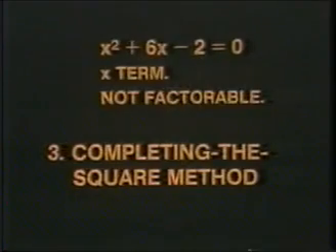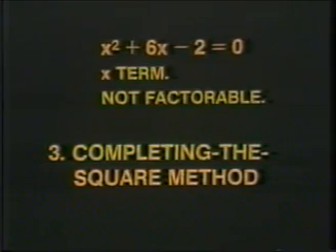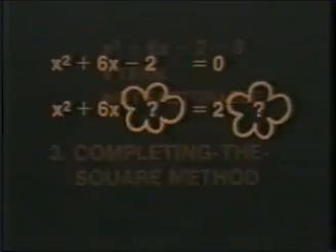Then there are the other quadratic equations which have x terms but are not factorable. In that case, we make the equation factorable. We make it a perfect square. And then we use method number 1 to solve it by taking the square root of both sides. How do we complete the square?